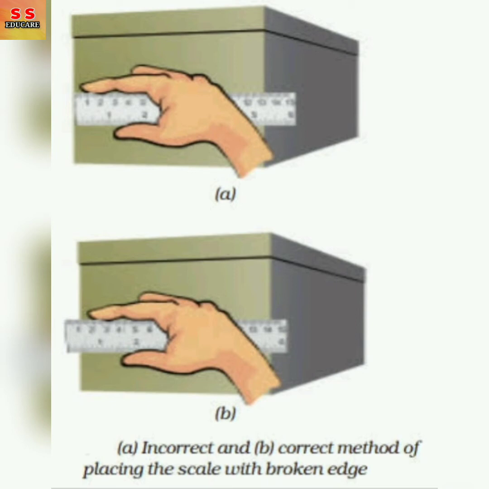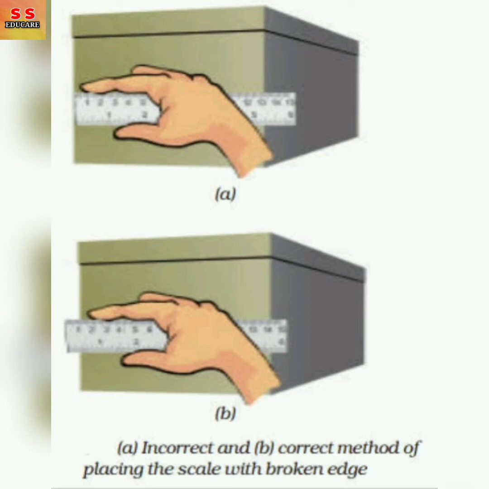Point number 2. In some scales, the ends may be broken. You may not be able to see the zero mark clearly. In such cases, you should avoid taking measurements from the zero mark of the scale. You can use any other full mark of the scale, say 1 cm. Then you must subtract the reading of this mark from the reading at the other end.